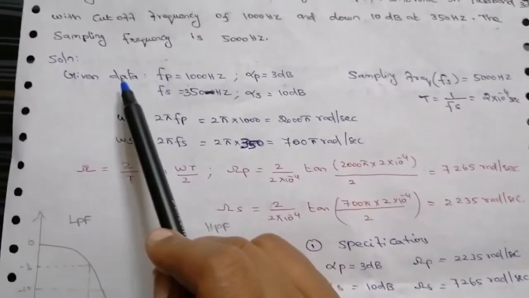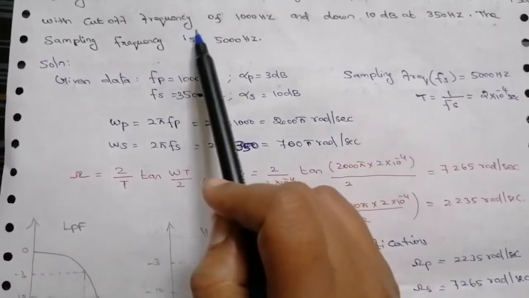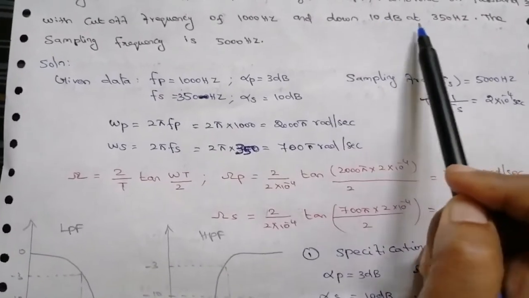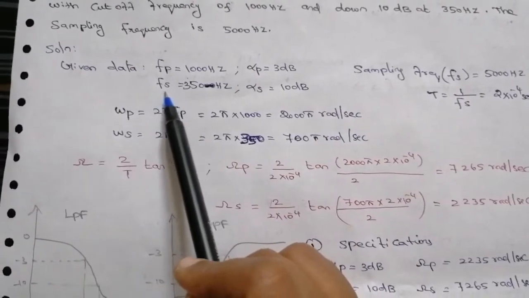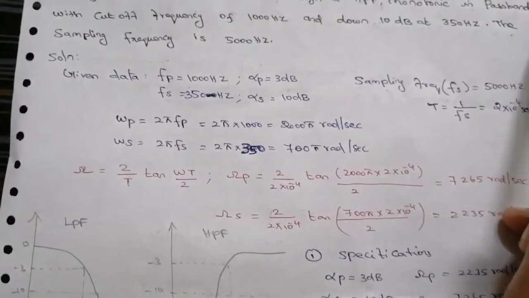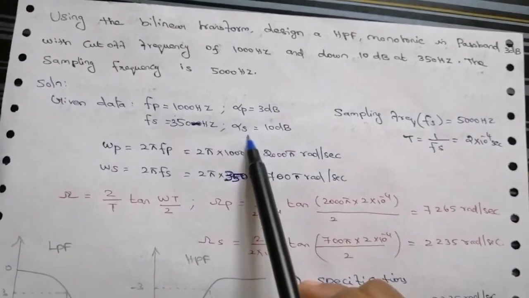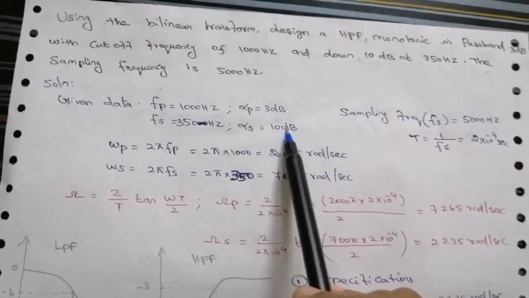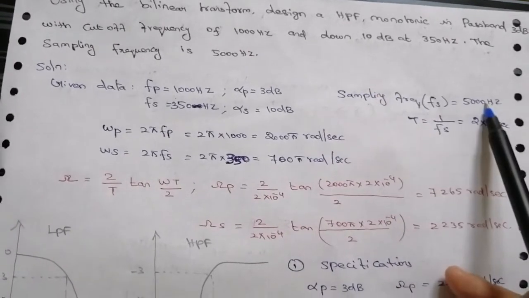Okay, let's do that problem. Given data: the pass band frequency Fp is 1000 Hz and the down frequency is 350 Hz. Down is nothing but the stop band frequency. This Fs is the stop band, not sampling. So the stop band frequency is 350 Hz, the pass band ripple alpha p is 3 dB, and the stop band ripple is 10 dB. And the sampling frequency is 5000 Hz.